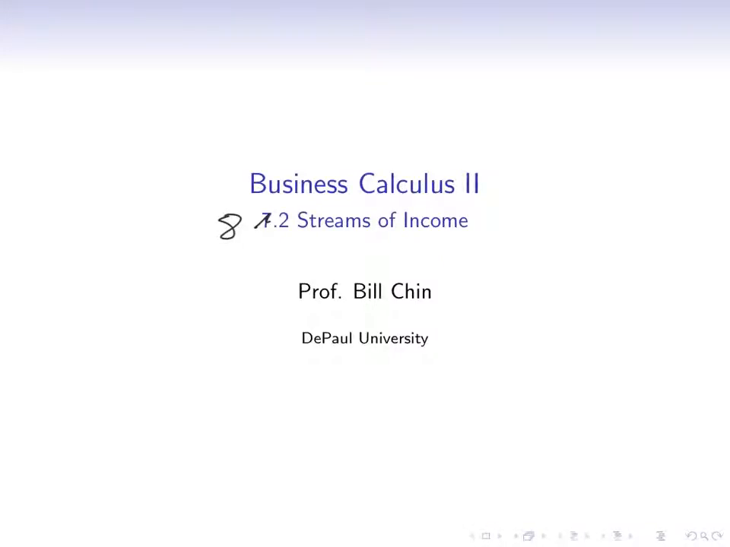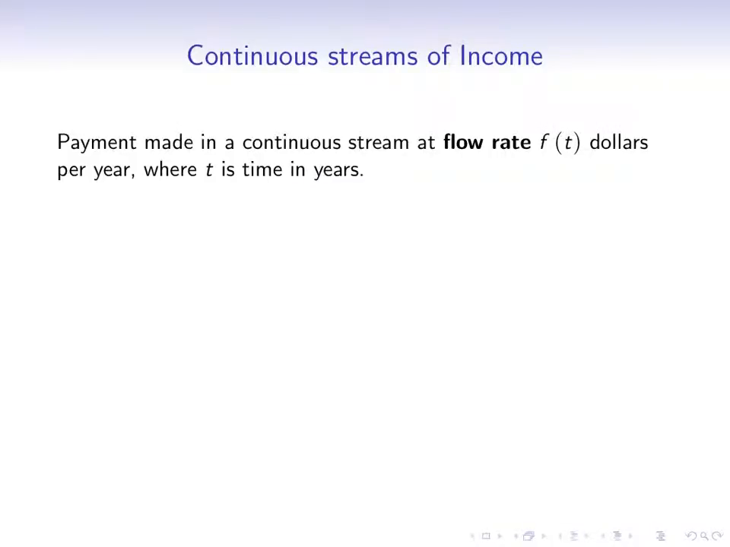Business Calc 2, Section 8.2 on streams of income, including a review of present and future value under continuous interest. Recall that the function f of t is the flow rate as a function of time in years. So you think of a substance such as water flowing in at a variable rate f of t. The water could be speeding up or slowing down as time goes on, or it could be constant.